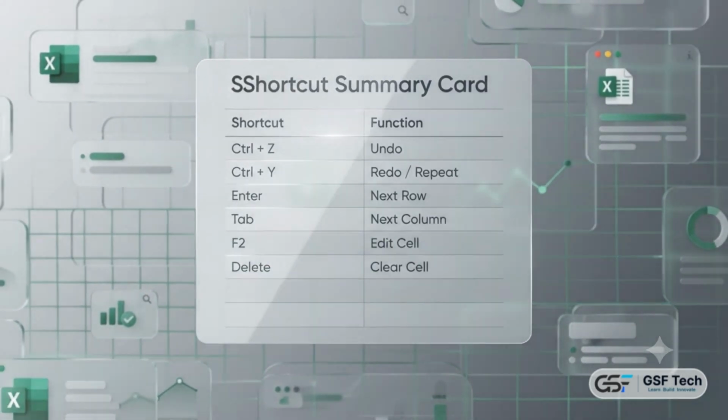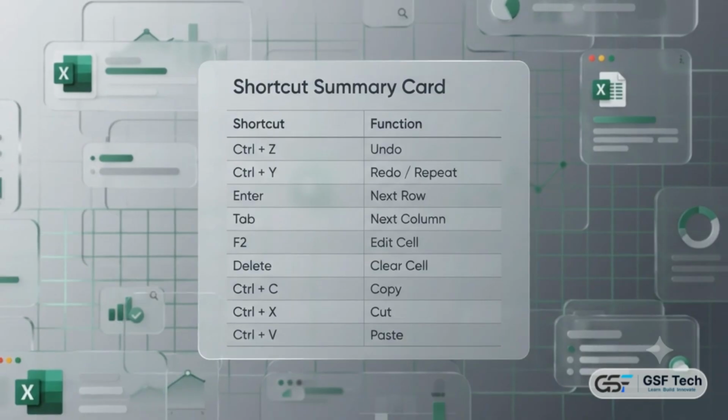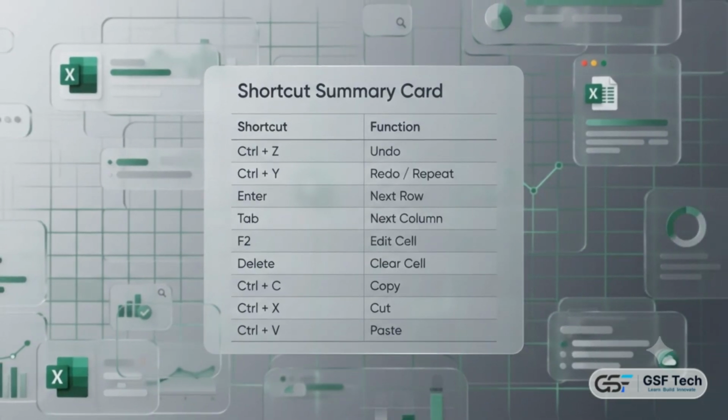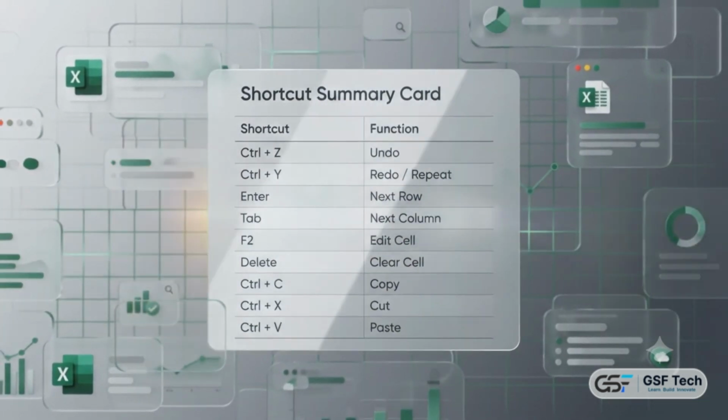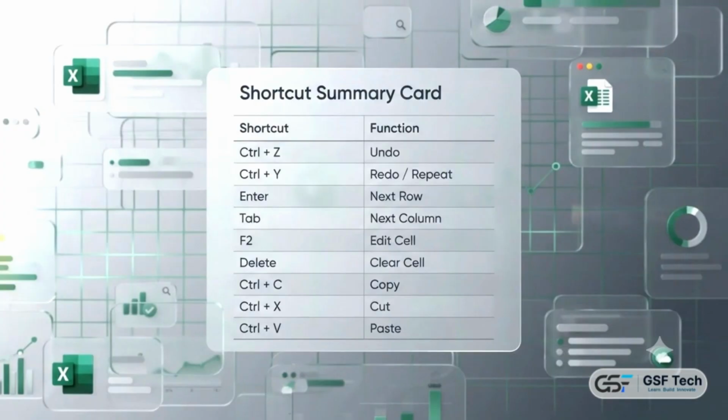Ctrl+Z undo. 2. Ctrl+Y redo or repeat. 3. Enter save and move to the next row. 4. Tab save and move to the next column. 5. F2 edit the active cell. 6. Delete clear selected cell contents. Ctrl+C copy. Ctrl+X cut. Ctrl+V paste. These shortcuts are simple and very basic. Mastering them will make you faster, more accurate, and more confident every time you work in Microsoft Excel.